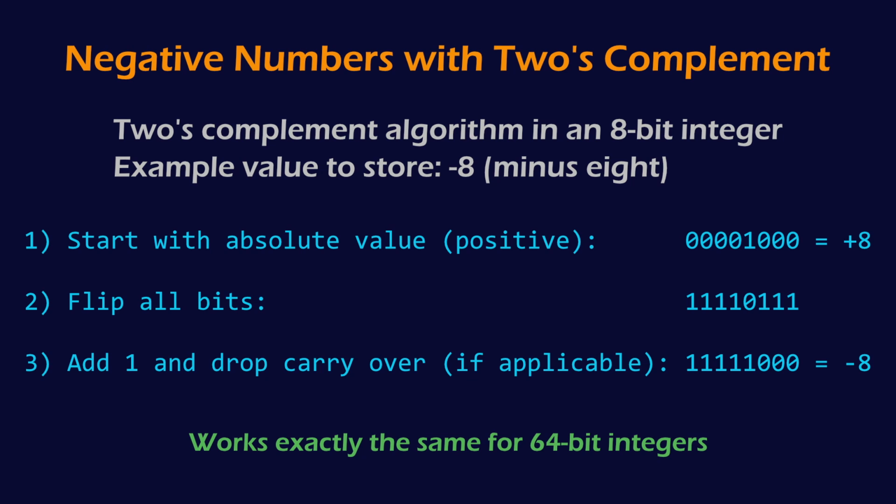We'll use an 8-bit example because that will make it easier to see what's going on. The algorithm is exactly the same for any size integer using 2's complement. First, begin with the equivalent positive number. Next, flip all of the bits so that 1s become 0s and 0s become 1s. Finally, add 1 to the number, and if it overflows, discard the overflow digit.